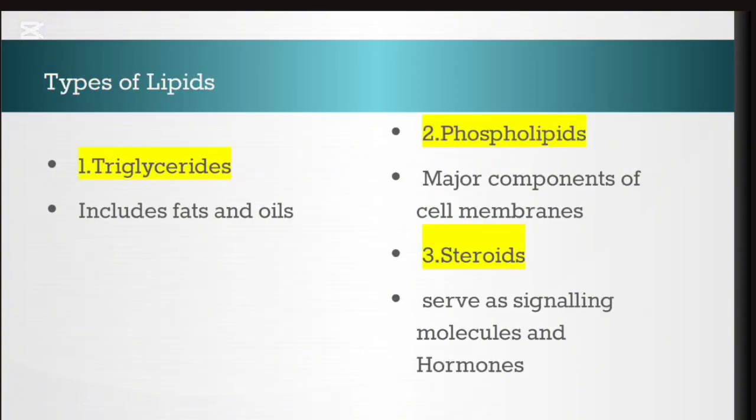We have different types of lipids. There are three types: triglycerides, phospholipids, and steroids. Triglycerides include fats and oils. Phospholipids are major components of cell membrane. Cell membrane is composed of phospholipids. And we have steroids. Steroids serve as signaling molecules and hormones.